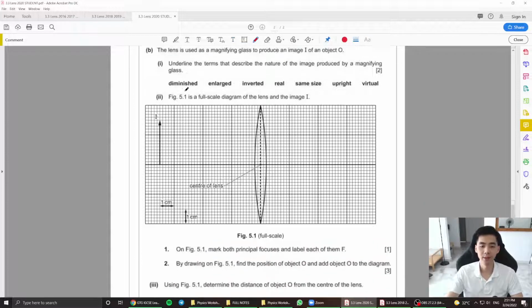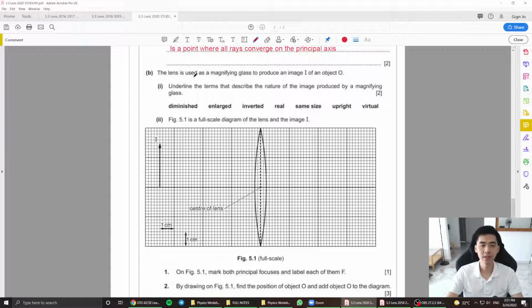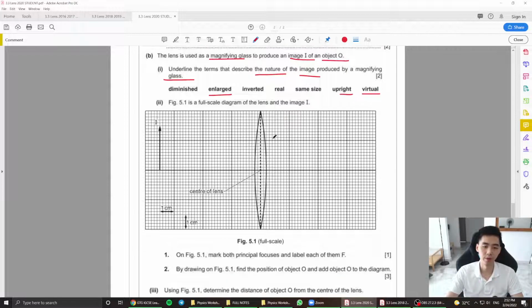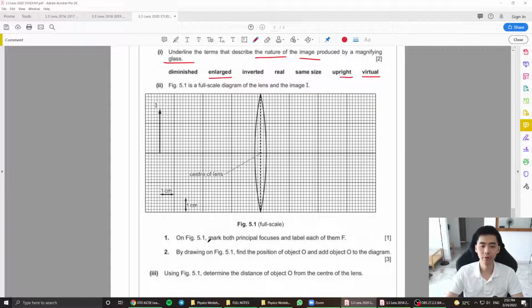Then finally, the lens is used as a magnifying glass to produce an image I of an object O. This is the image I. The O is missing, so I assume they want you to find it. Underline the terms that describe the nature of the image produced by a magnifying glass. Yet again, definitely enlarged. It's definitely going to be upright, and it's definitely going to be virtual, right? Then here, on figure 5.1, mark both the principal foci and label each and every one of them.